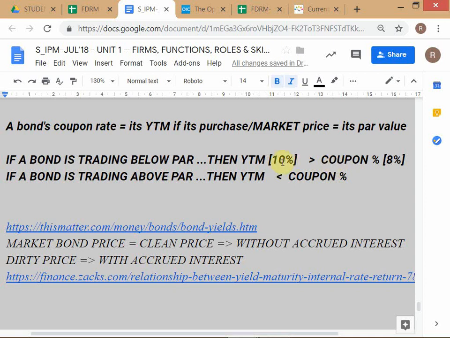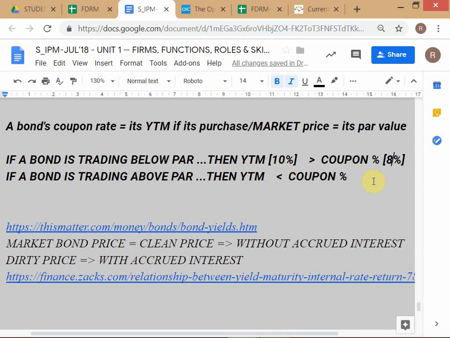Now, because of certain world conditions, maybe inflationary expectations, the target real rate of return has gone up. Okay, credit spreads have gone up. Now the YTM has risen to 10%. But the coupon cannot be changed on the bond.